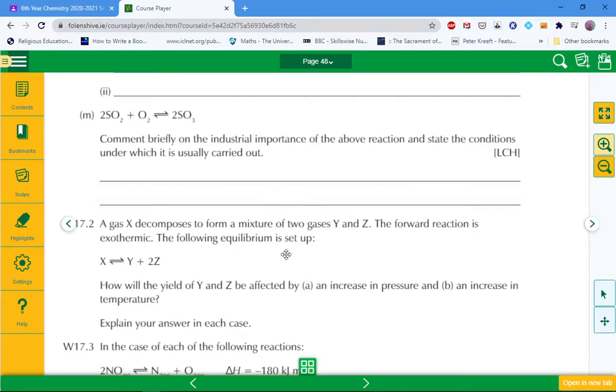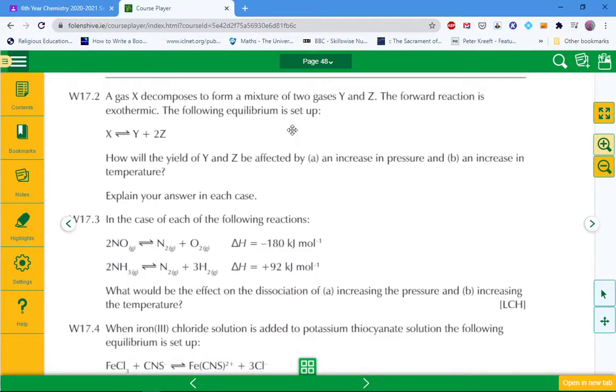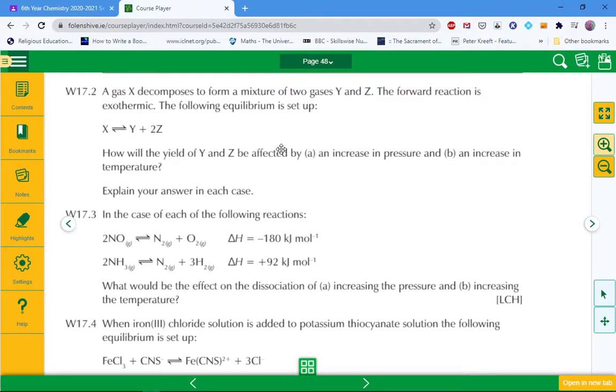Okay, 17.2. A gas X decomposes to form a mixture of 2 gases Y and Z. The forward reaction is exothermic. The following equilibrium is set up. How will the yield of Y and Z be affected by an increase in pressure? Well, increase in pressure pushes equilibrium towards the smaller side. So if I increase the pressure, equilibrium moves towards X. So the concentration of X will increase.